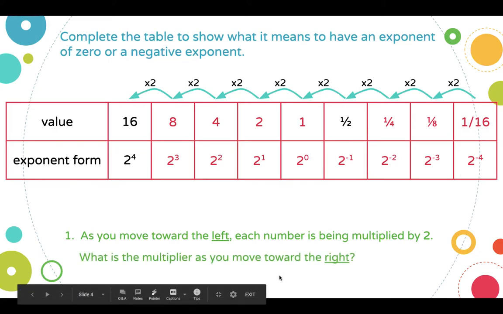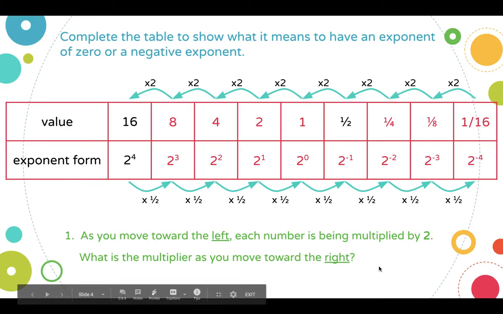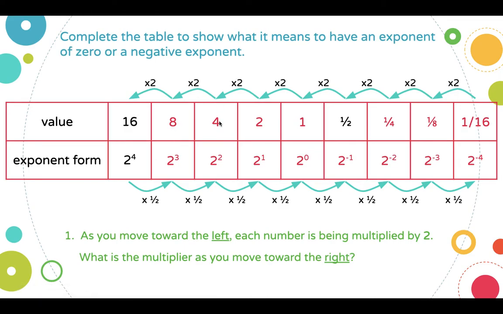So what do we start noticing about these? What is the multiplier as you move towards the right? Each time we're multiplying by 1/2. And I kind of spoke to that when we're moving from 1/2 to 1/4, so we're multiplying times 1/2, times 1/2, times 1/2. So as we move, it's half. So half of 16 is 8, half of 8 is 4, half of 4 is 2. That's our number. So it's 1/2.